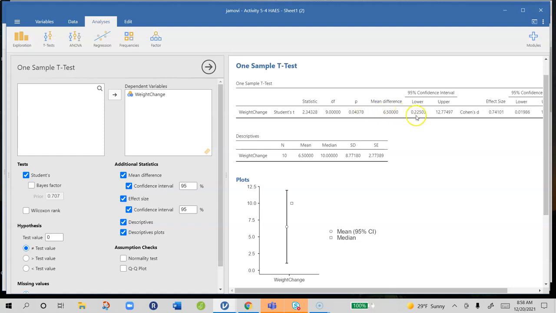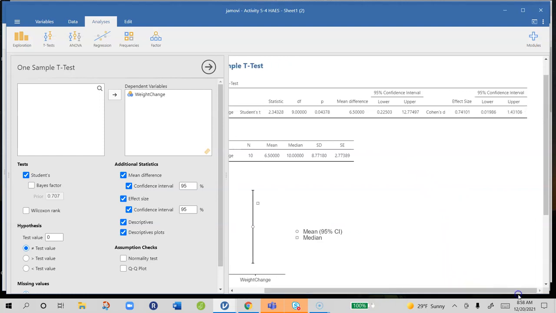If we want to look at the size of the effect, we can look at the raw scores. Our mean difference is 6.5, and we're 95% sure that the true mean difference is somewhere between 0.23 and 12.77. Yeah, a pretty wide confidence interval.